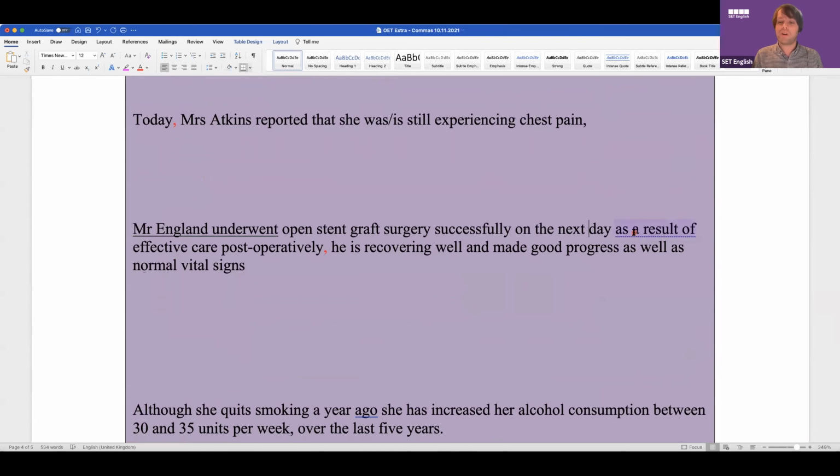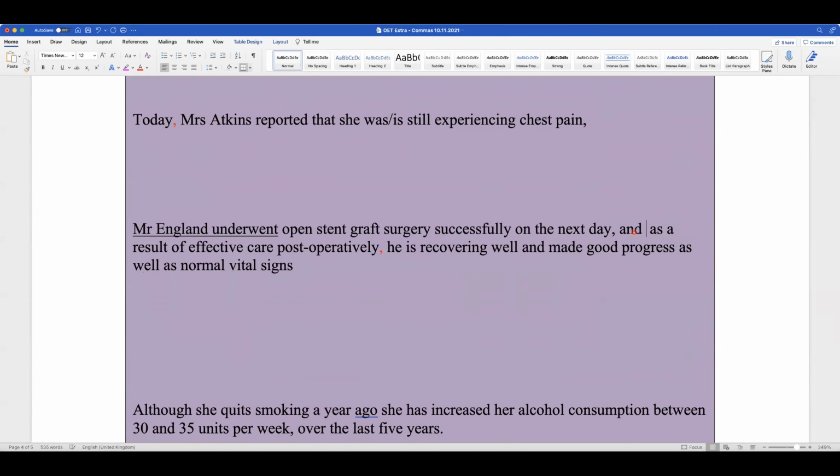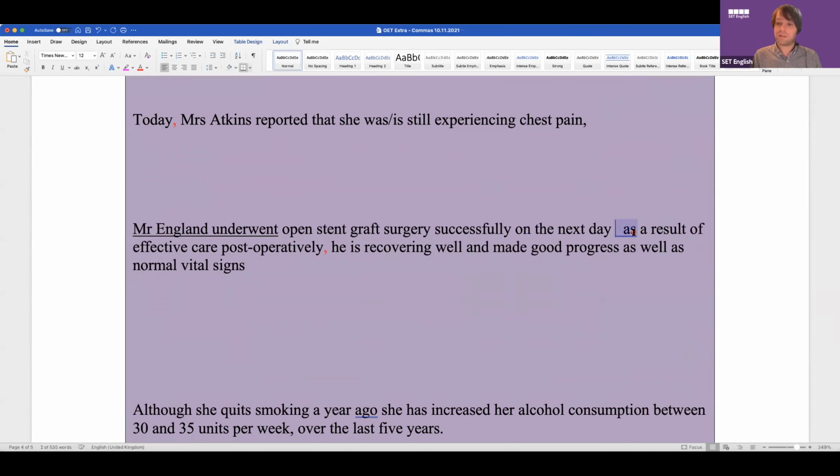Okay, so that's for me the biggest one, but there's also a bit of a problem with as a result of. Is that an error or not? Do I need a comma here? Comma, and, as a result of. Wait a second. Is this subject, verb, object? No, right? So you don't need a comma here actually, right? But is it right before on the next day? Is it a new sentence? On the next day should be the beginning of another sentence.